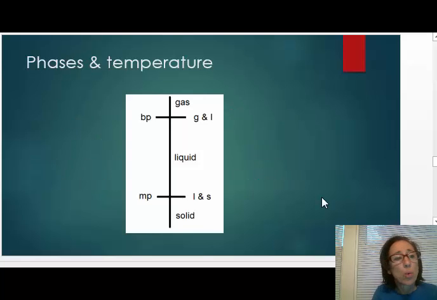A substance will be solid at temperatures below the melting point, and a liquid at temperatures above the melting point and below the boiling point, and a gas at temperatures above the boiling point. At the boiling point, both gas and liquid phases are present. At the melting point, both liquid and solid phases are present. If we know the melting and boiling point of a substance, we can predict its phase at any temperature.